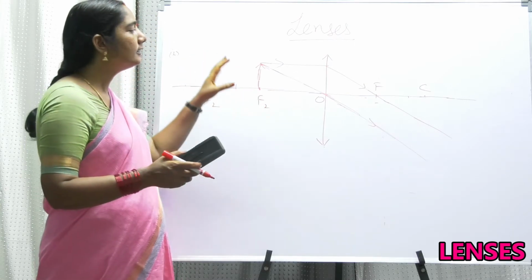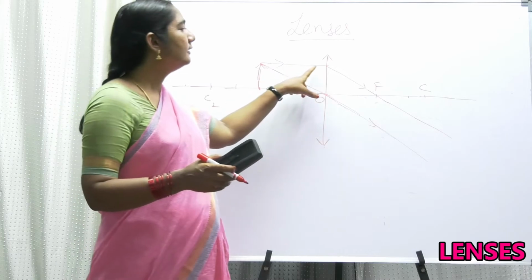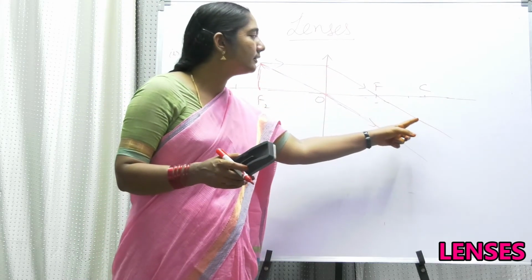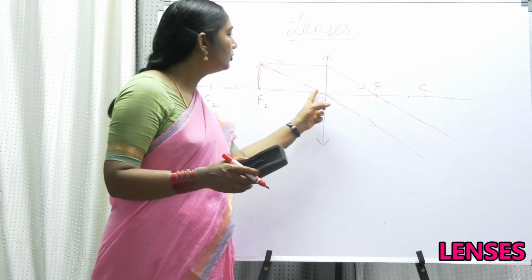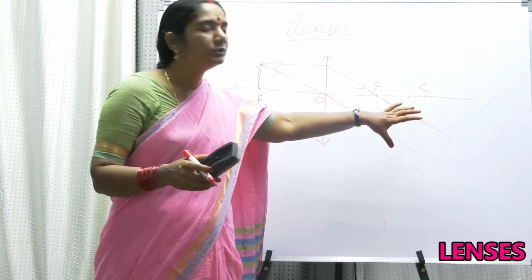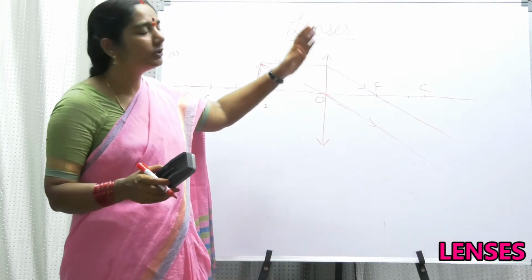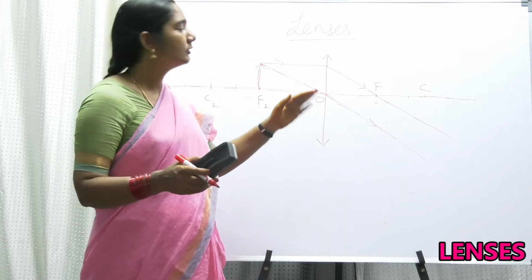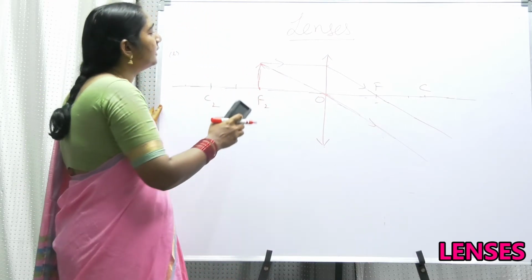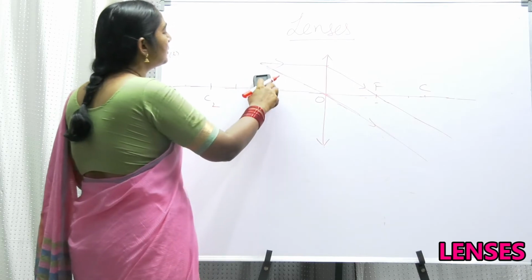In this particular case, this ray is going parallel after refraction, passing through F, and the other goes through the optical center without any deviation. These two are parallel. So parallel rays never intersect. So the image is formed at infinity. I think now this case is very clear for you. In this case, you can't catch any image on the screen.